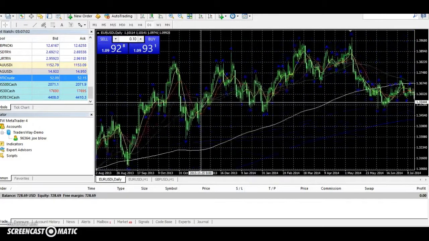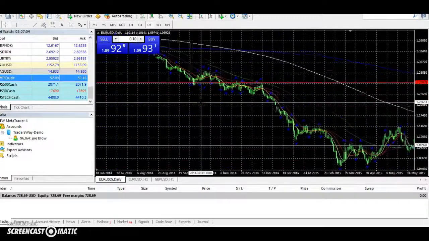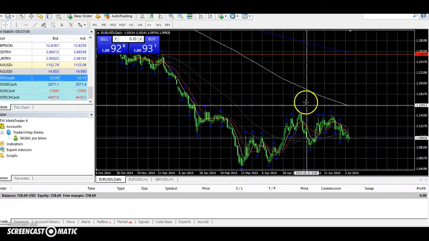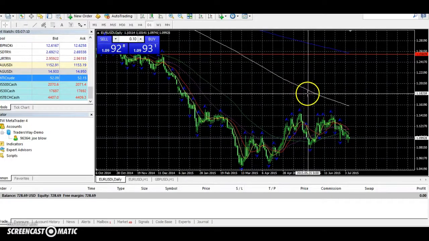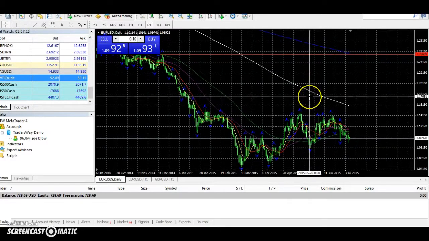Okay, so backtest that, and it's very powerful. You notice it becomes a resistance right here. It becomes a resistance line. The moving averages become support and resistance. So you'll start to notice that as well. But that's what you do.